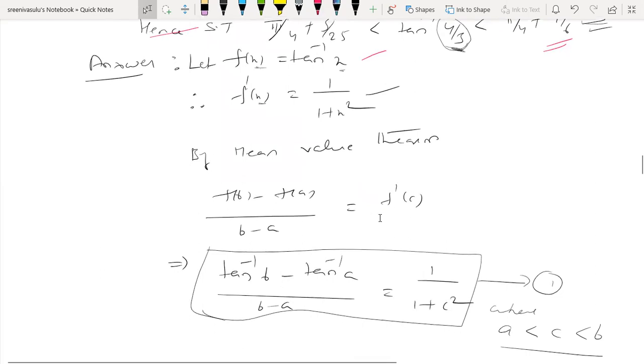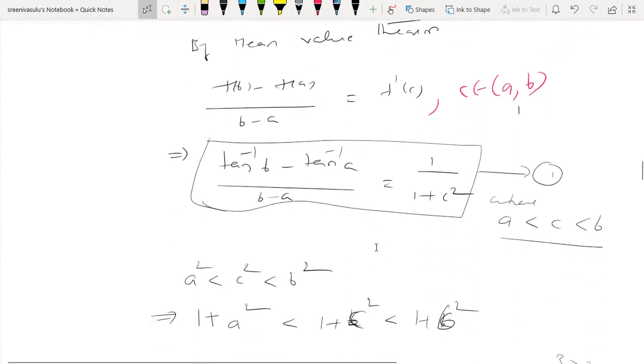Then by applying the mean value theorem, the formula of the mean value theorem is (f of b minus f of a) by (b minus a) equal to f dash c, where c is a point that lies between a comma b. So substitute the f of b value, because f of x equal to tan inverse x. Therefore, f of b equals tan inverse b. Similarly, f of a is tan inverse a. So (tan inverse b minus tan inverse a) by (b minus a), denominator as usual, equals f dash c.